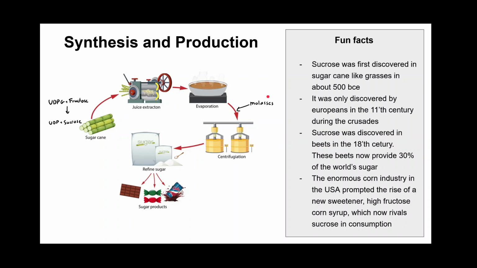So a quick history of sucrose. It was discovered in 500 before Common Era in sugarcane-like grasses and extracted through crude methods. But it was only discovered in Europe in the 11th century during the Crusades. And then during the 18th century, when some nations were finding it hard to trade, they came up with a new way of extracting sucrose from a new plant, which is the sugar beet. And now the sugar beet provides 30% of the world's sugar. It's the same compound, sucrose, in both cases.